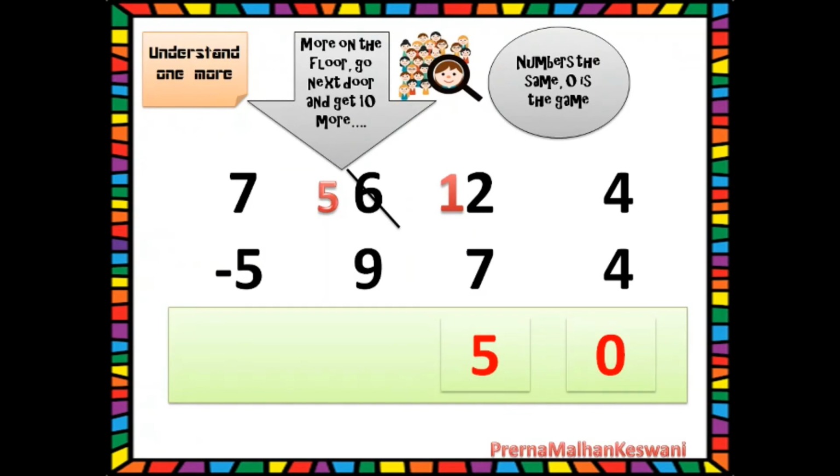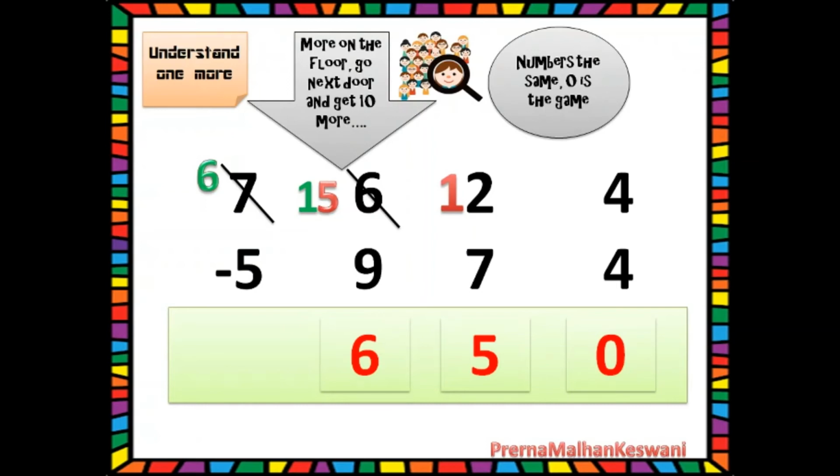Now let's go to the hundreds column. 5 minus 9. It is more on the floor. So again you have to go to the next door, which is 7. Borrow 1 from there. It will be 6. Add 1 tenth to 5. It will be 15. And now 15 minus 9. So start counting after 9 till 15. 10, 11, 12, 13, 14, 15. The answer is 6.